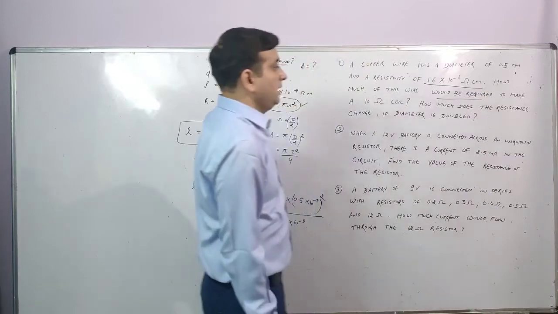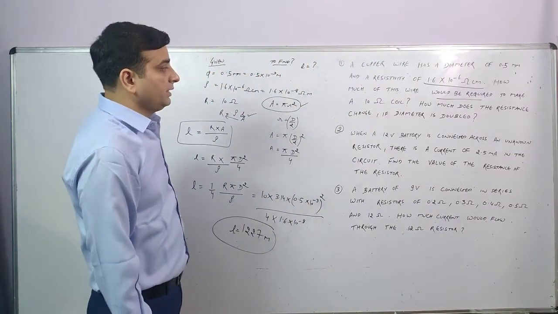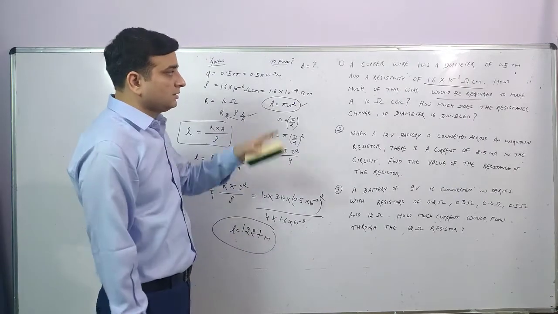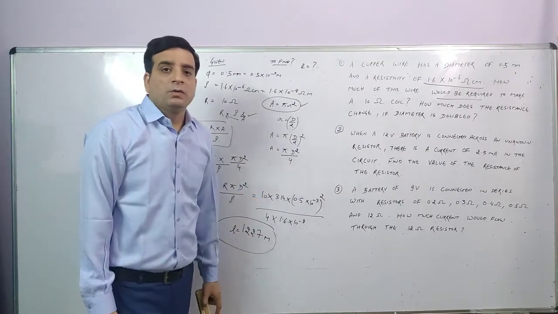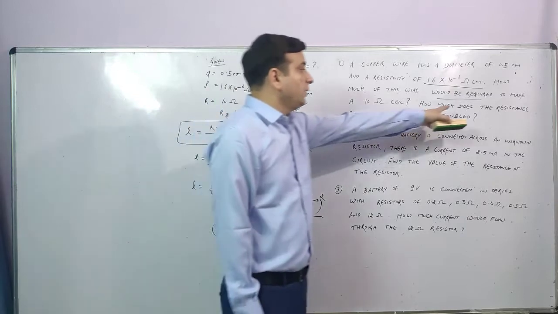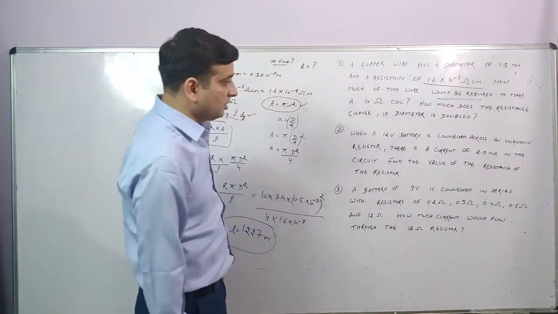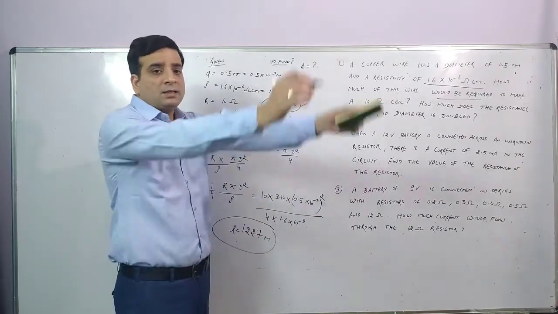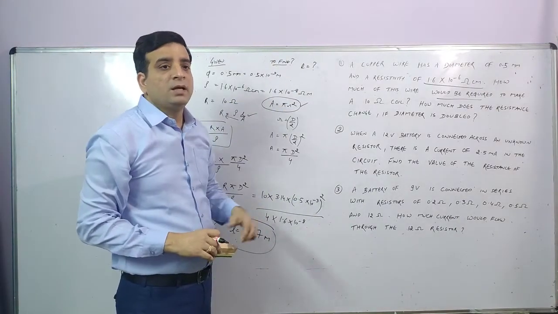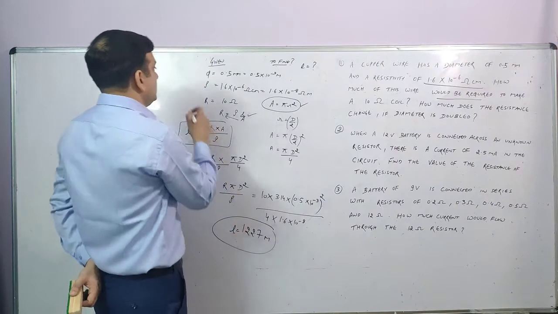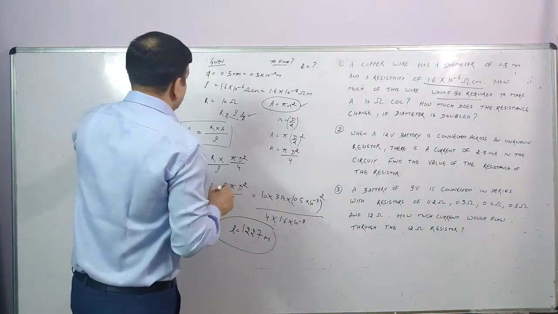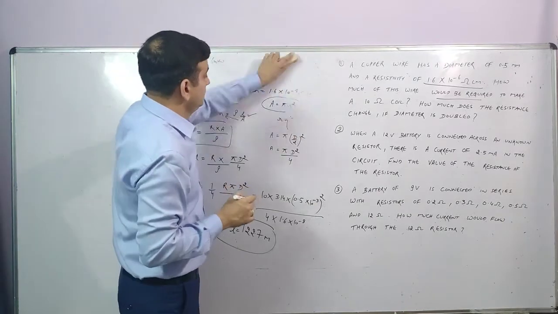How much length of wire would be required to make a 10 ohm coil? If we take a wire this long, then its resistance will be 10 ohm. Now we will move to the second part. How much does the resistance change if the diameter is doubled? How much will the resistance value change if we double the diameter? I hope this is clear to everyone.